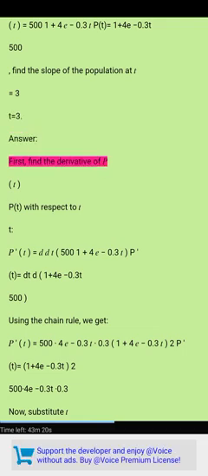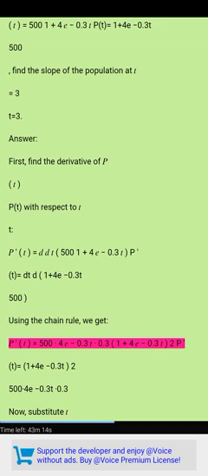Answer. First, find the derivative of P(t) with respect to t. P'(t) = d/dt [500/(1 + 4e^(-0.3t))]. Using the chain rule, we get P'(t) = 500 · 4e^(-0.3t) · 0.3 / (1 + 4e^(-0.3t))^2.